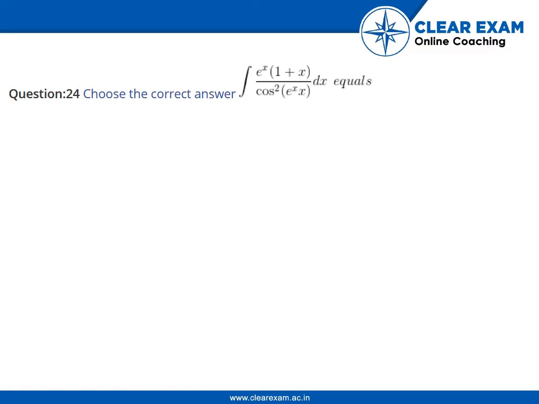So we have to find the integration of e raised to the power x multiplied by (1 + x), and in the denominator we have cos squared of e raised to the power x multiplied by x. We have to find the integration of this function with respect to x, or dx, whatever you say. So how do we approach this question?